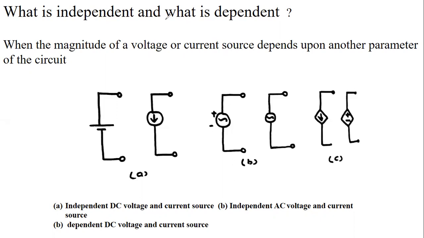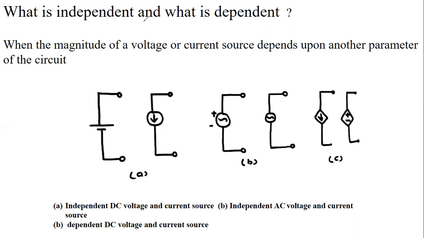Suppose we are talking about a student and their father. The student's expenditure depends upon their father's income. So the father is independent in the context of financial condition, while the student is dependent. So when we talk about independent and dependent quantities, it means that for a particular condition or type of variable, I depend upon another parameter. Here we are talking about the dependent source: the voltage or current of a source depends upon another parameter of the circuit.